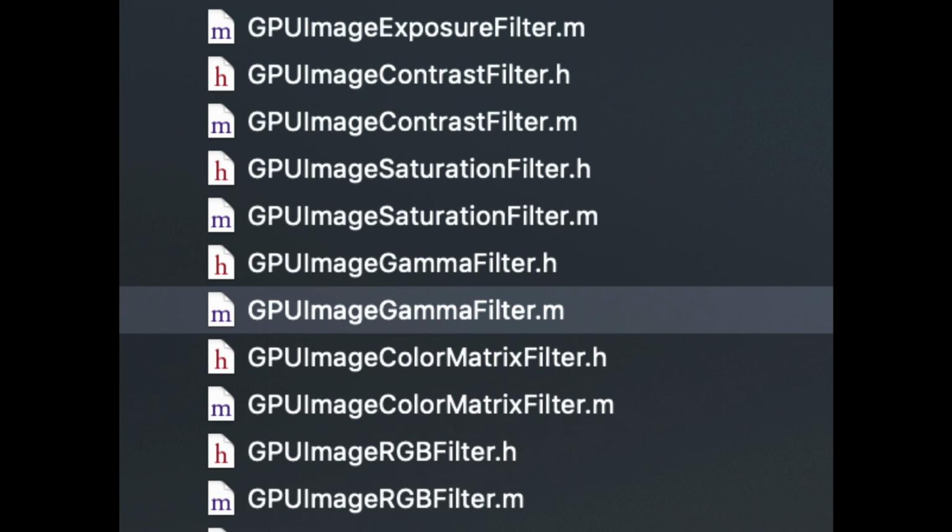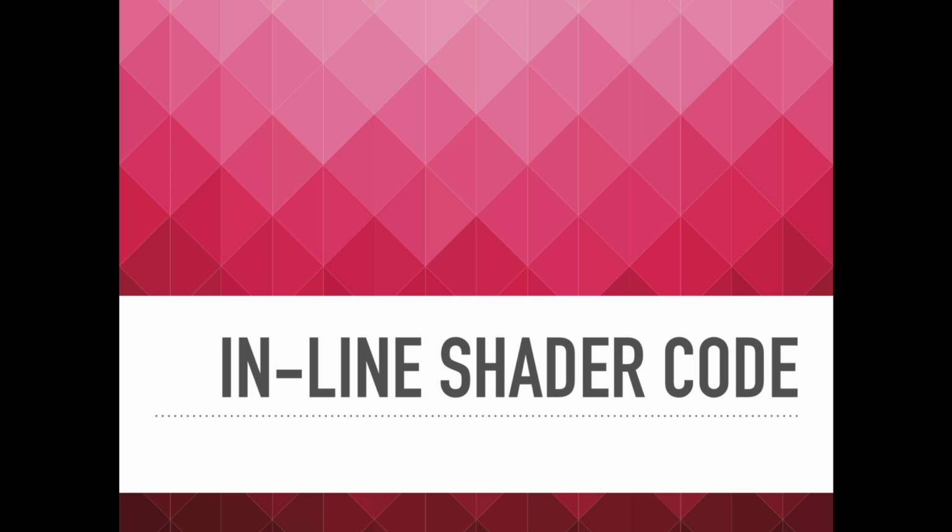So this really added a lot of overhead and a lot of bulk to the framework that was really not necessary. Another limitation of the original GPUImage was that shader code had to be created inline.